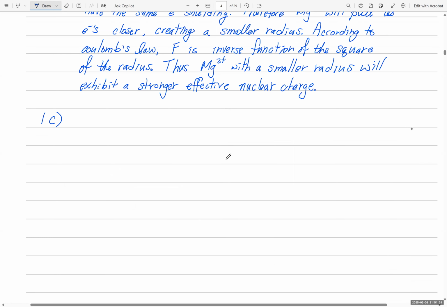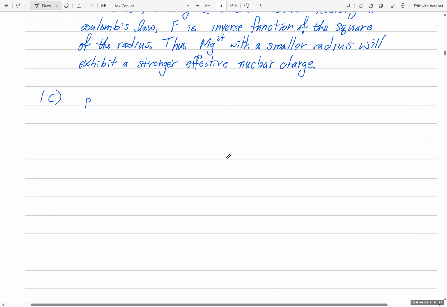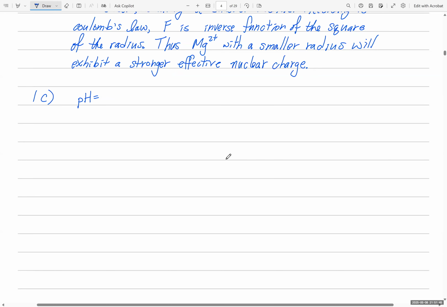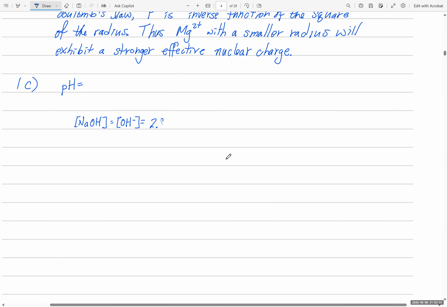All right, to solve for 1C, I'm going to leave some space here, and it says to solve for pH, so I'm going to say pH is equal. This is a thing that I tell my students to do. All right, so let's take a look. We know that the concentration of sodium hydroxide is going to equal the concentration of hydroxide because we know it's a strong base, it dissociates completely, and it's monoprotic. So that was given to us as 2.8 times 10 to the minus 4 molar.